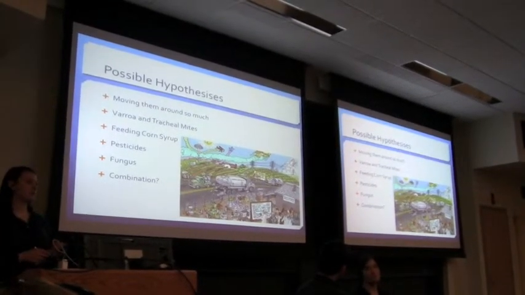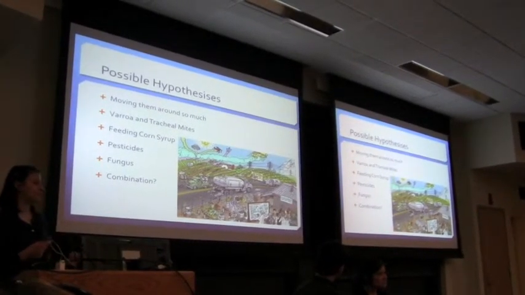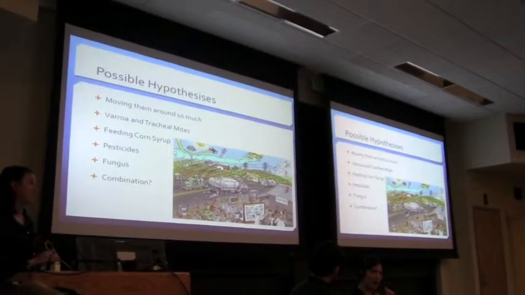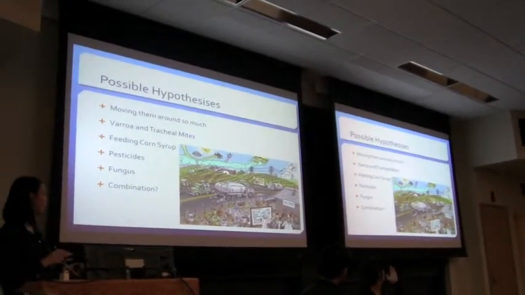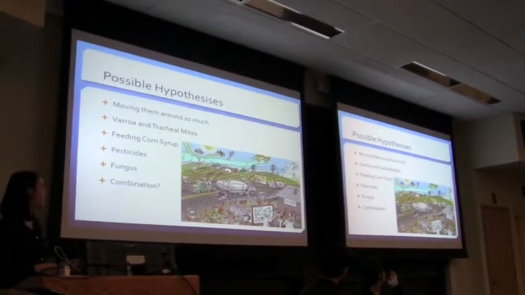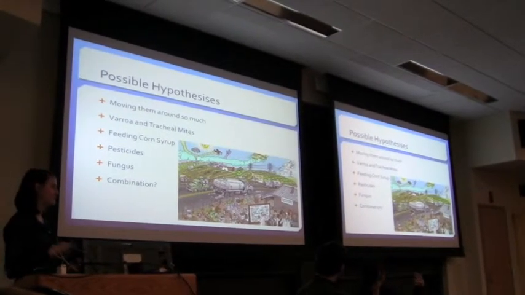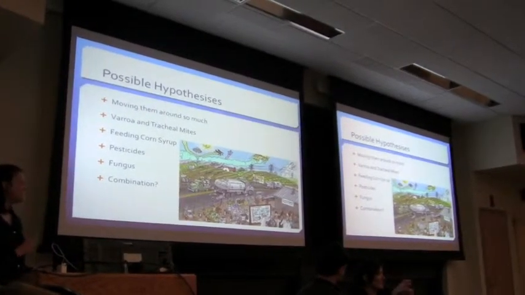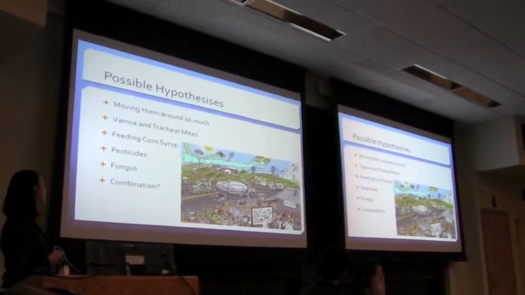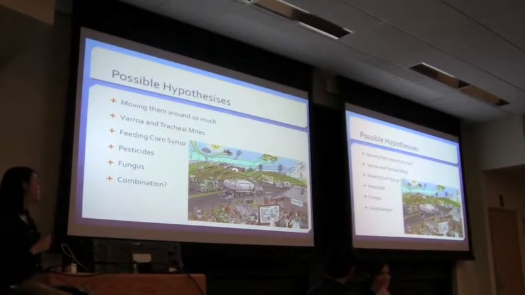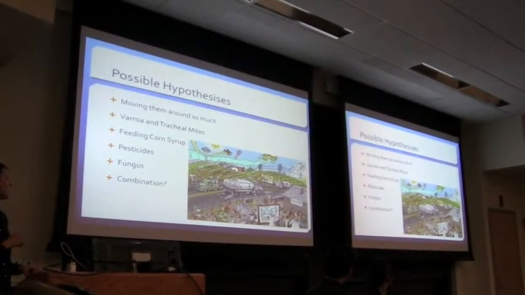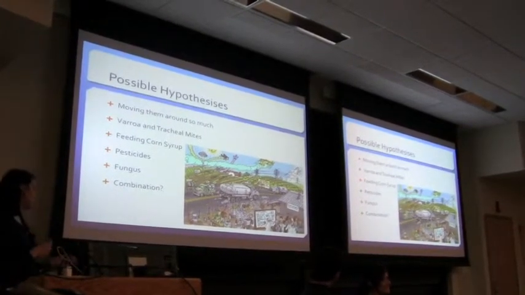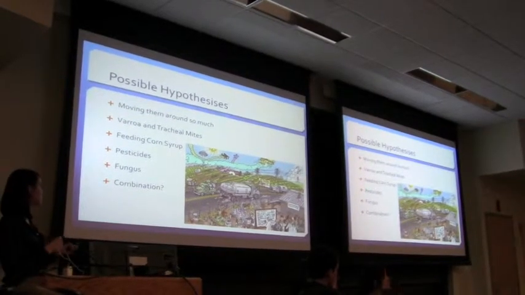So what causes colony collapse disorder? There are a lot of possible hypotheses. As you can see by this picture, a lot of things could be the reason. They could all combine and be a reason, because we're doing a lot to our world with pesticides and different things like that. The different hypotheses are, first of all, that we're moving honeybees around so much; Varroa and tracheal mites; that we're feeding them corn syrup; pesticides that affect the bees themselves directly; a fungus; and a combination of these things.